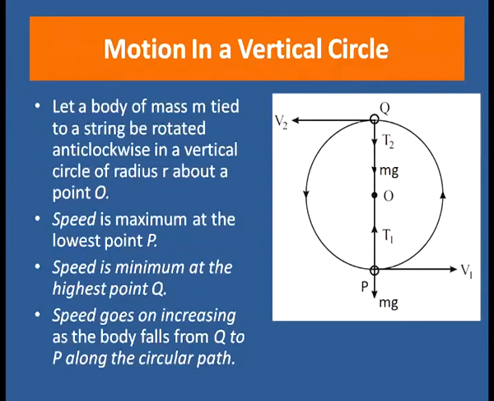Now, what are the forces acting on the body? The forces acting on the body at point P, that is the lowest point, are weight of the body mg, which is acting in downward direction, and tension T1 in the string, which is acting in the upward direction. And the forces acting on the body at Q, that is the highest point, are weight of the body mg, which is acting in downward direction, and tension T2 in the string, which is also acting in downward direction. V1 is the velocity of the body at point P, the lowest point. V2 is the velocity of the body at Q, the highest point.